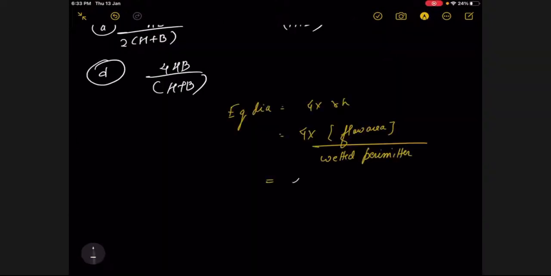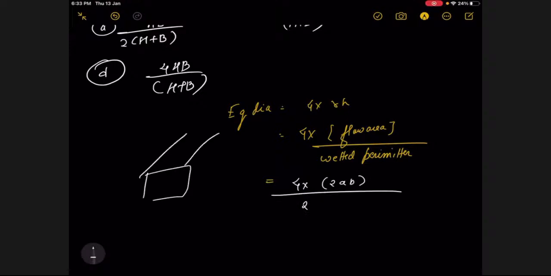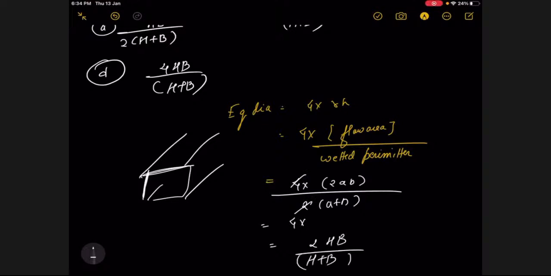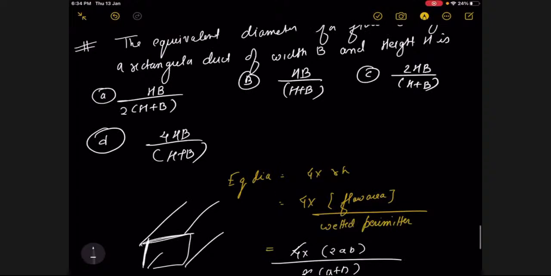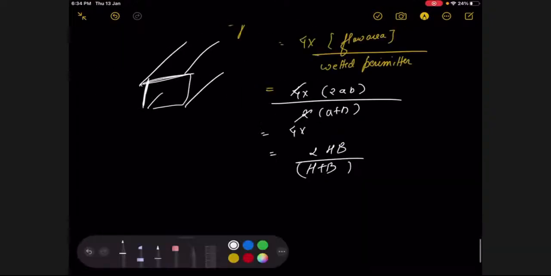Okay, so flow area is twice AB. Weighted parameter will be, see, weighted parameter is like this. Okay, so this is twice A plus B. So here AB is HB, height into breadth. So 4 into this cancel. So it will be twice HB upon H plus B. C option is correct. Okay, like this.